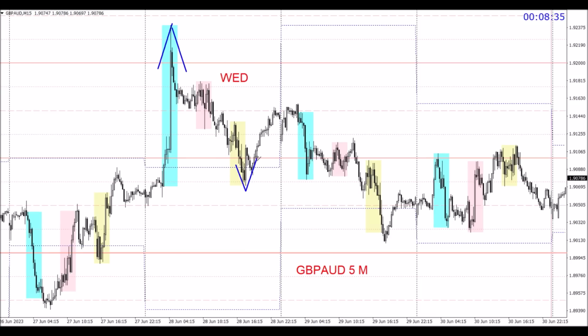So I get this question quite often. How do you define a peak formation? Remember, what we're looking for is a peak formation that is formed in a session. Peak formation high in Asia, peak formation low in the US session. The market closes above where it opened, and that's our consolidation heading into the new day. Peak formation low, peak formation high, and consolidation.